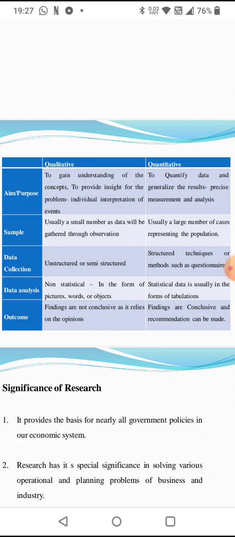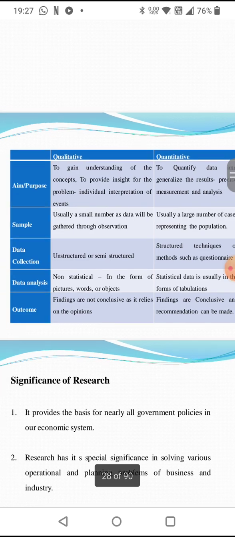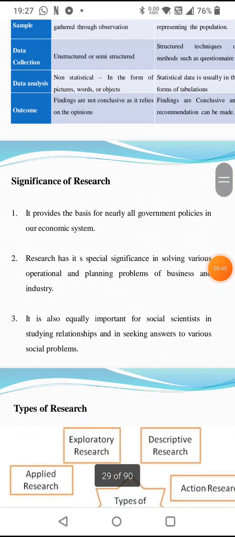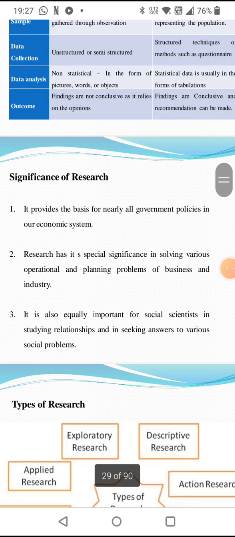And coming to the last, that is the outcome. Findings are not conclusive as it relies on the opinions, and again it is theoretical, much more theory based. Whereas in quantitative, findings are conclusive and recommendations can be made because you are putting it in the form of numbers. So this was the difference between qualitative and quantitative, considering the 5 parameters which were discussed.